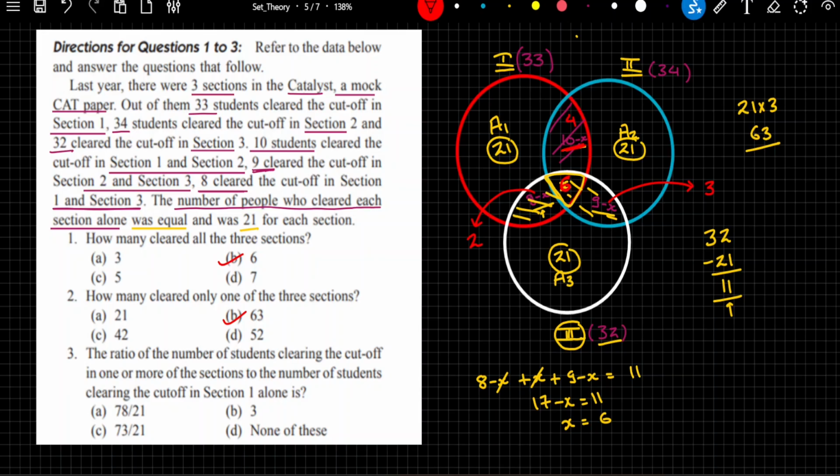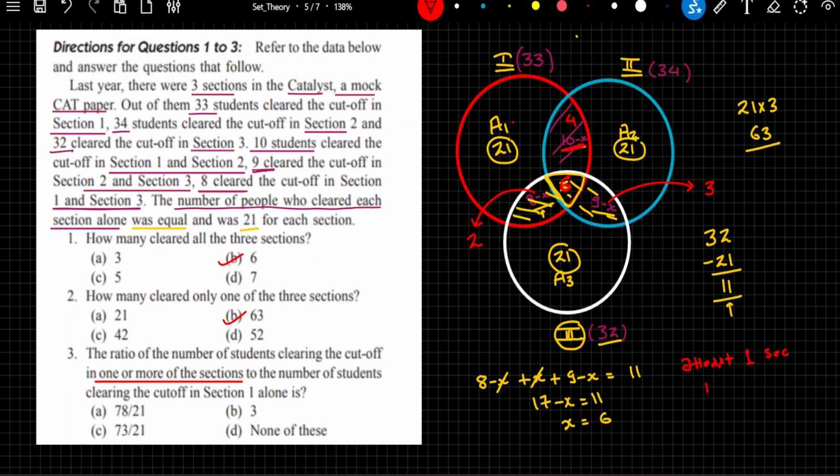Now look at the next question. The ratio of number of students clearing the cutoff in one or more sections. So let me first find out what they're asking us to calculate. Students who have cleared the cutoff in one or more sections means I want to find out the answer for students who have cleared cutoff in at least one section. At least one section means I have to add the value of all the areas.